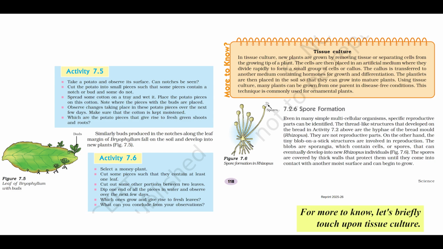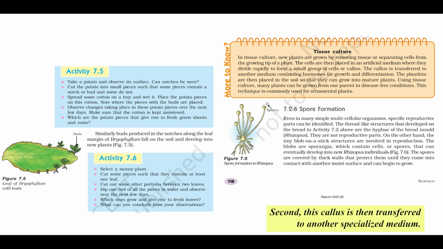For more to know, let's briefly touch upon tissue culture. This is an advanced technique, a sophisticated form of vegetative propagation. New plants are grown by meticulously removing a small piece of tissue, or even single cells, from the growing tip of a plant, like the meristem. Under sterile conditions, of course. Let's break this down step by step. First, the isolated cells or tissue are placed in a carefully prepared artificial nutrient medium. Provides everything they need. Here, they divide rapidly to form a small, undifferentiated mass of cells called a callus. A callus, okay, like a blob of cells.